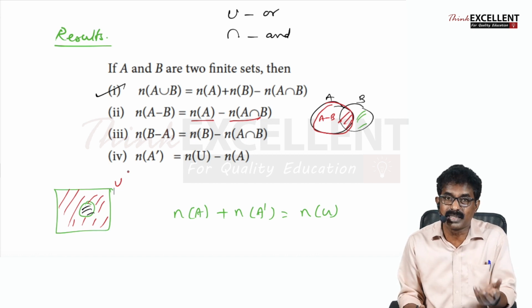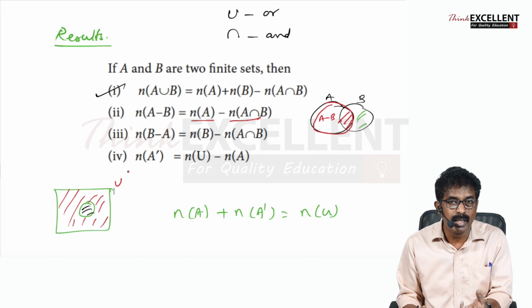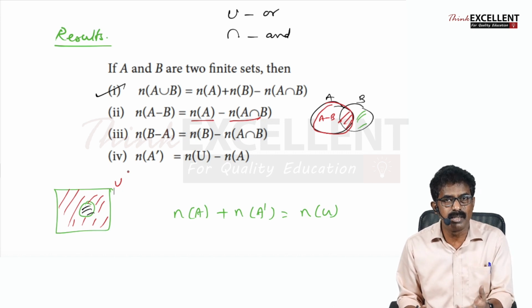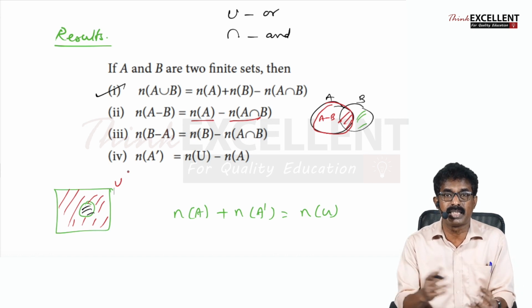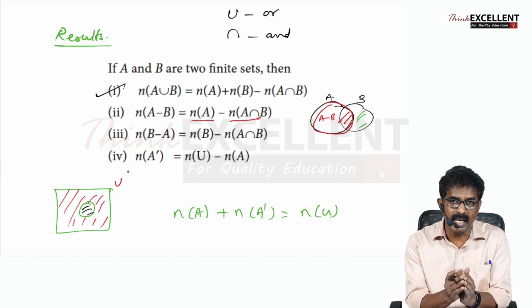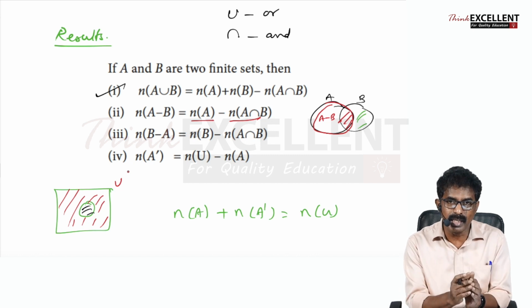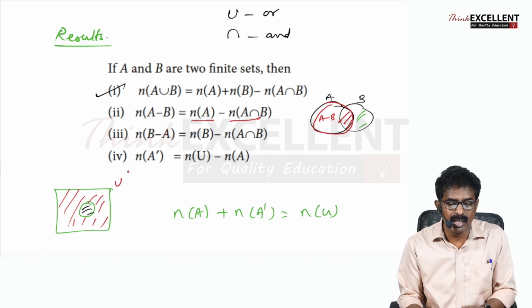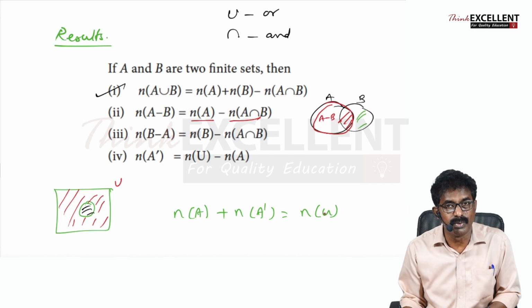Not only A, any set. N of B plus N of B dash is the universal set. For C, N of C plus N of C dash. Don't take N of A plus N of C dash. It is wrong. When you take A, take A dash. When you take B, take B dash. Okay, N of A plus N of A dash is N of U.